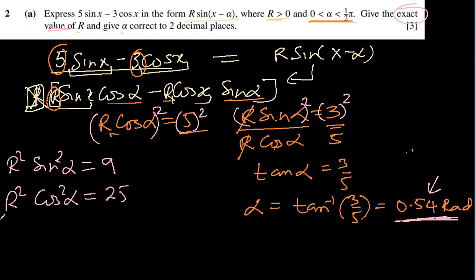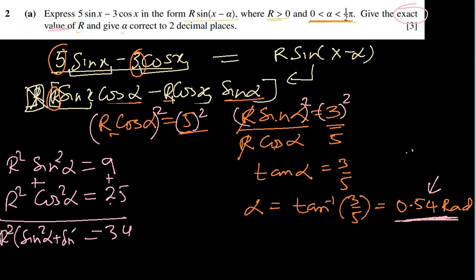And why do we do it this way? Look, we will add the left side with left, right with right. 25 plus 9 is 34. And in these two expressions, r square is common, that is the GCF. What is remaining, we'll write inside the bracket. So sin square alpha plus cos square alpha, which is 1. So that gives us r square equal to 34. And that was the purpose, so that we get rid of sin and cos.